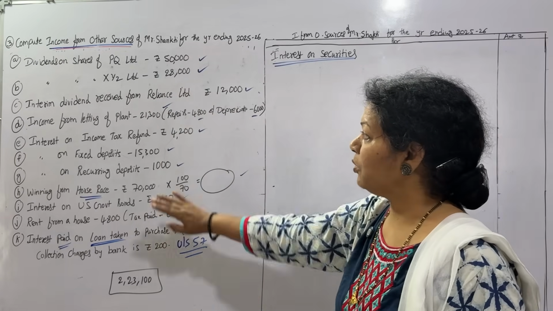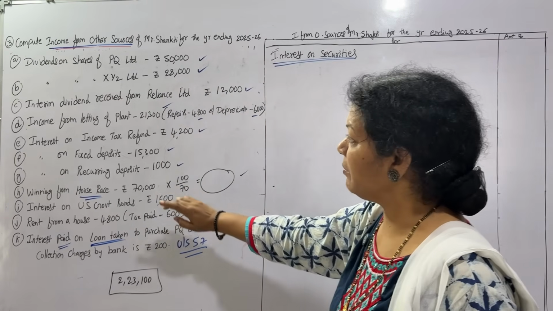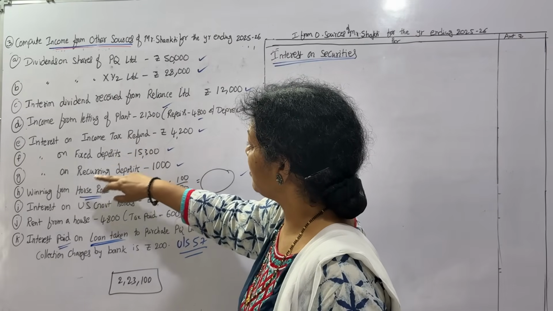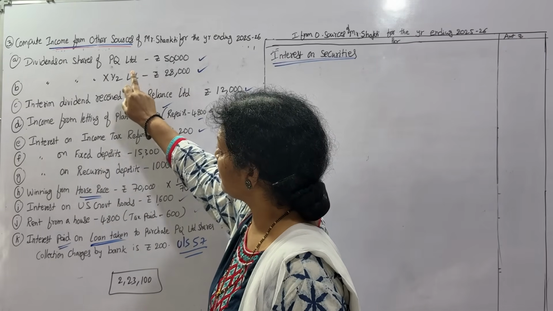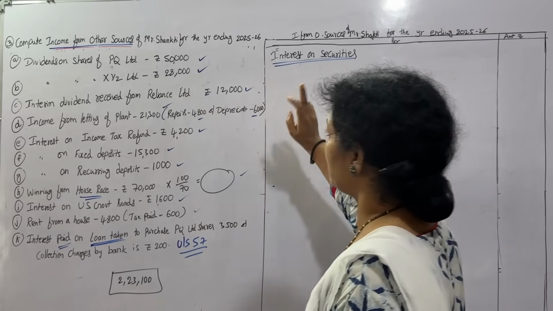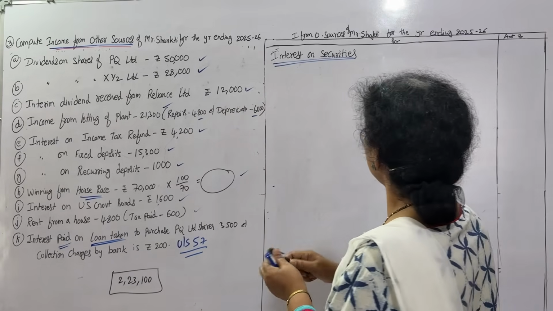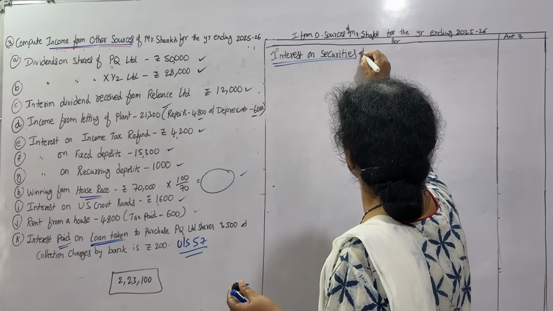Anyhow, if you see the problem, most of the time we are getting interest on dividends and also interest on securities. Both together I'll write as interest on securities and dividends.